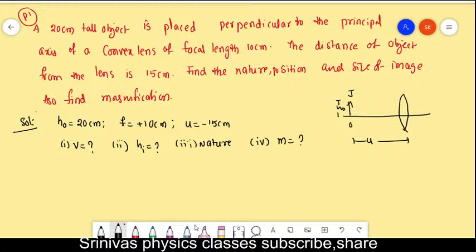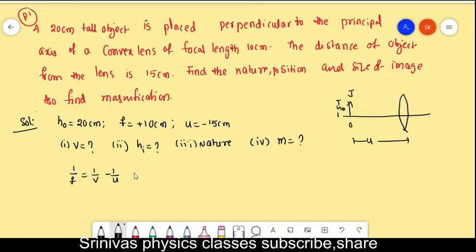Anyone, write in the chat box. Have you got the image distance? Write in the chat box if you got. We will go for the solution. 1 by f is equal to 1 by v minus 1 by u. This we have to use. Don't confuse. Yesterday, in case of mirror, you should use plus. In case of lens, you should use minus. Whether they gave the lens or the mirror in the question, you have to remember that.